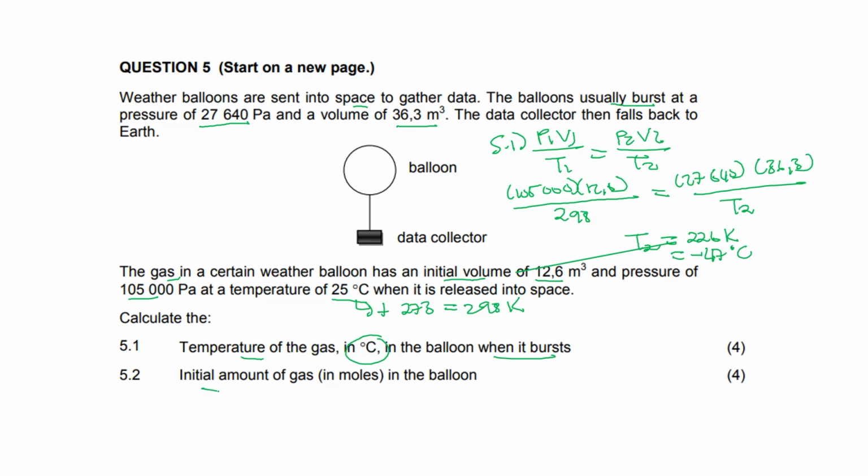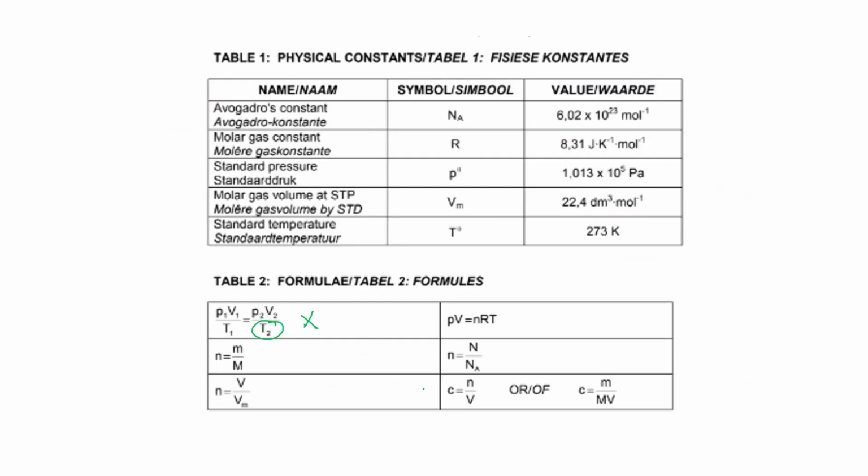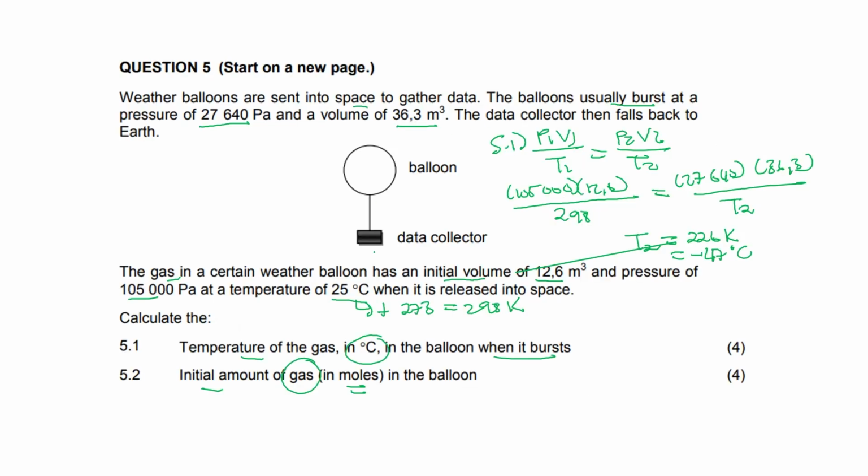Okay. What is the initial amount of gas in moles in the balloon? So essentially they just want the number of moles, right? So we have pressure, we have volume, we have temperature. So we can use this formula to get our n. And remember, R, the molar gas constant, is right there. Okay, so I'm going to jot down my formula because I want marks. I don't know if you don't want marks, but I want marks, so I'm writing down my formula.